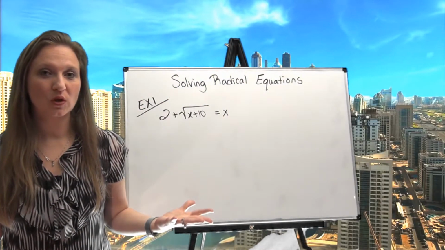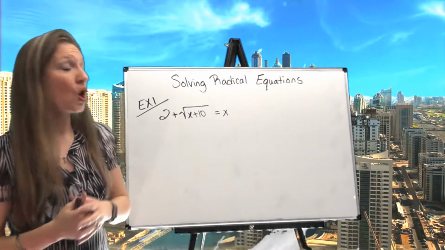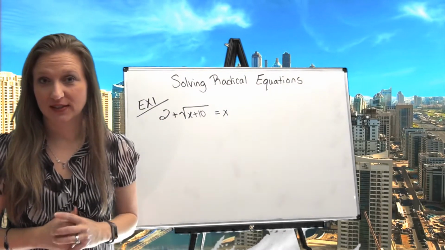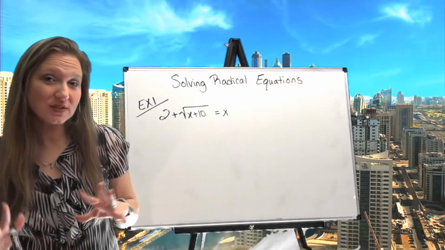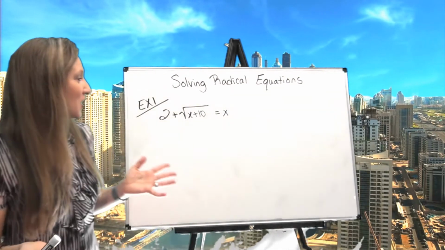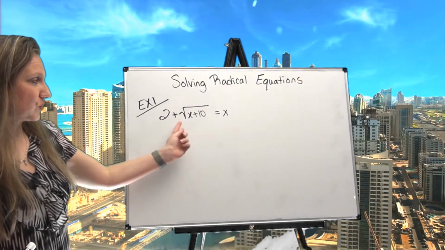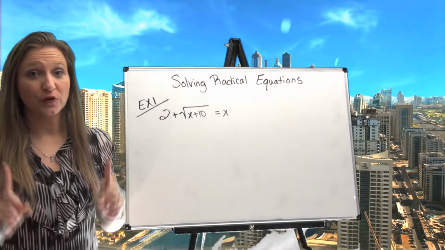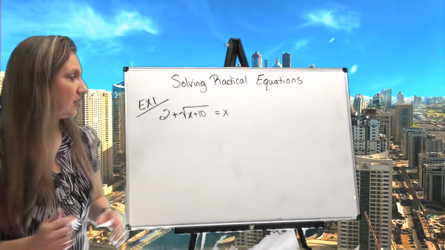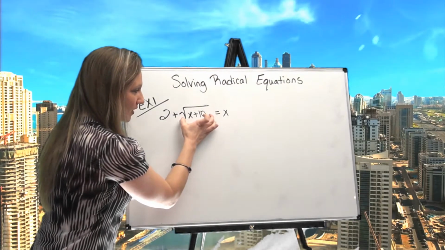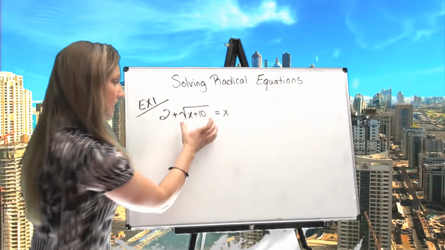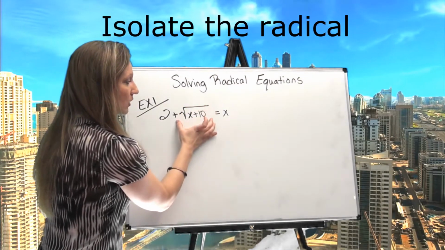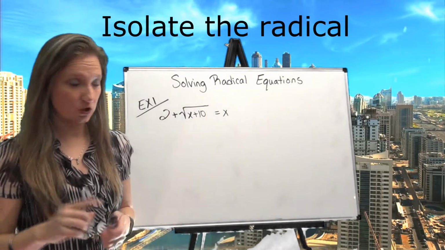This video is going to help you learn how to solve radical equations. Equations that have square roots, cube roots, any other kind of root in it. So, first example, notice we have a square root in here. Your first step is always going to be to isolate the radical. Whatever you see is this piece, we want to get it alone on one side of the equal sign first.